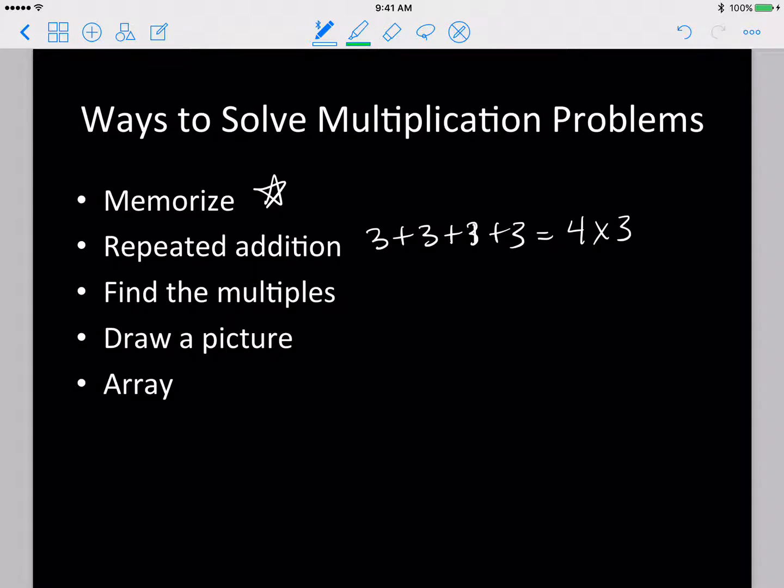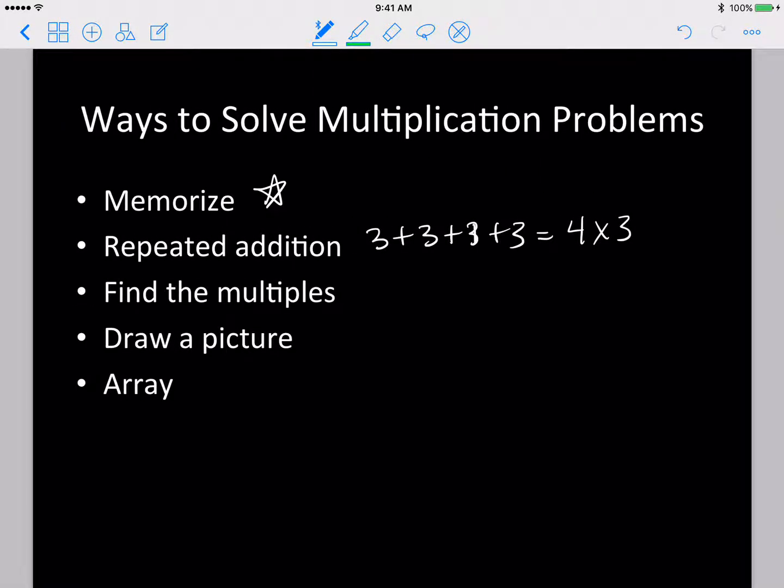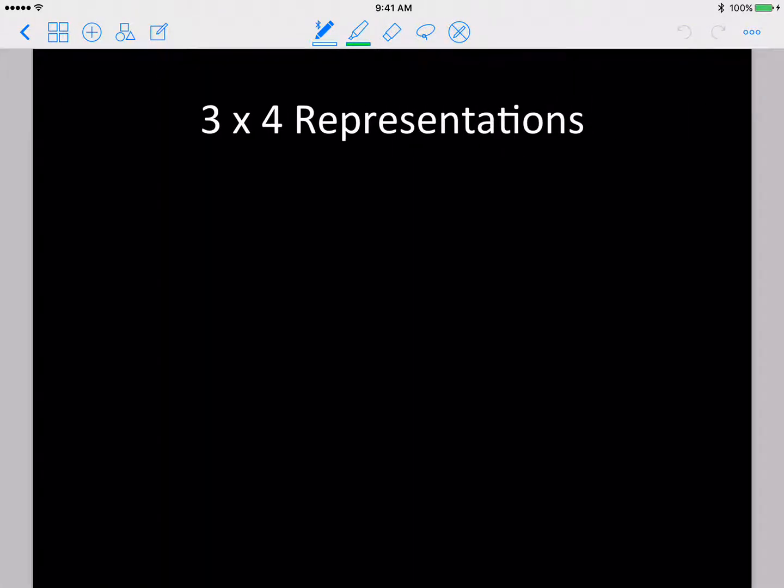Find the multiples. What I like about this, and I think I'm going to give you all some examples there. Finding the multiples is really just skip counting by one of the factors. And if you do that, you will figure out the product, because you'll come across it. And I'll show you how to do that. You can draw a picture, and then we can build an array. So we're going to do 3 times 4. That's going to be our problem of the evening.